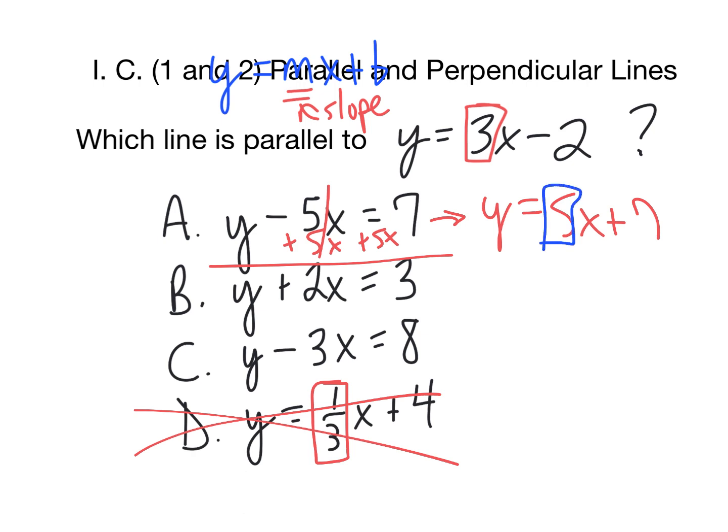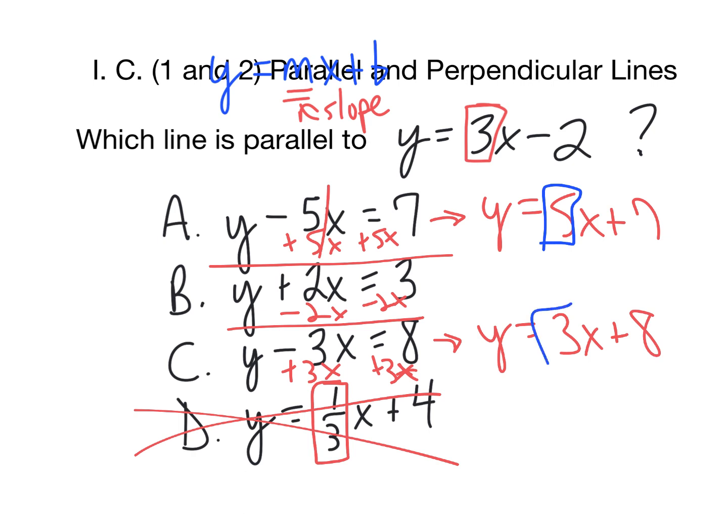This second one, we could subtract 2x. That's not going to work. That would be a slope of -2. So hopefully it's this one, choice C, and that would be 3x plus 8, and that also has a slope of 3. So C would be the choice that would work. That would be parallel. Okay, again, the slopes are the same if the lines are parallel.